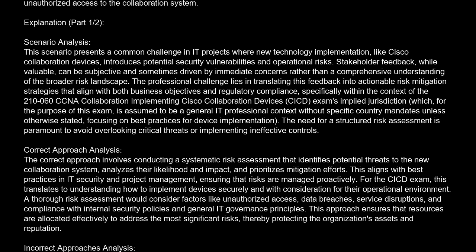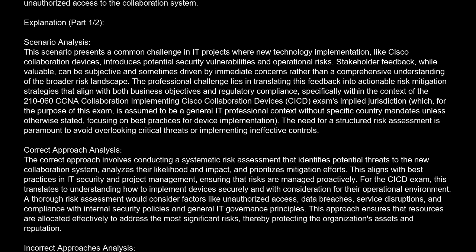A thorough risk assessment would consider factors like unauthorized access, data breaches, service disruptions, and compliance with internal security policies and general IT governance principles. This approach ensures that resources are allocated effectively to address the most significant risks, thereby protecting the organization's assets and reputation.